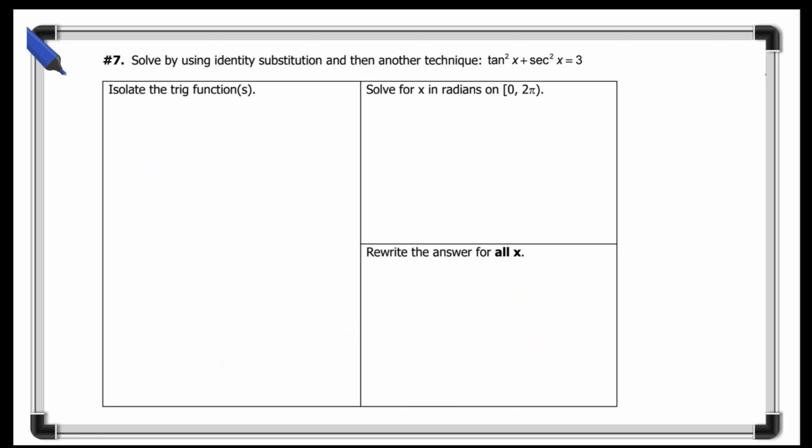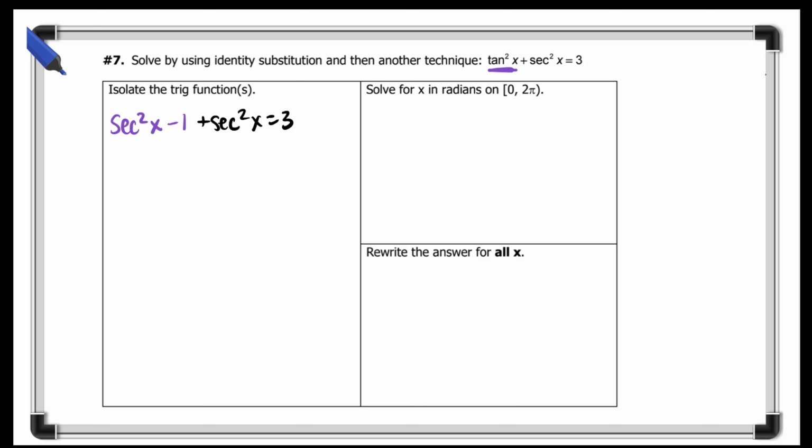Okay, here we go. Let's go ahead and solve. What you're going to see is that you do have 2 different functions. So the first thing I want you to see is that the tangent squared identity, we can actually rewrite that as secant squared x minus 1. And doing so makes your function all the same, right? So we have secant squared x equals 3.